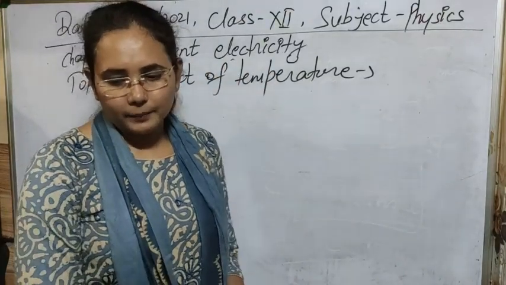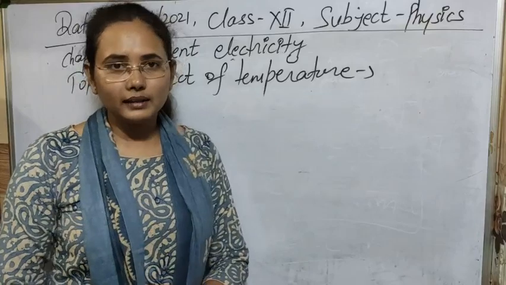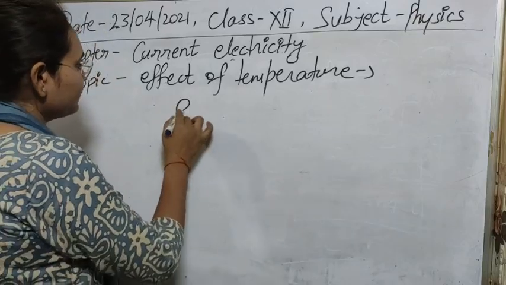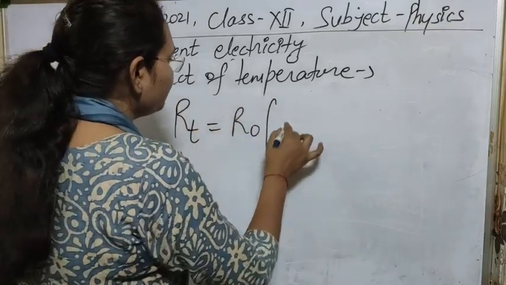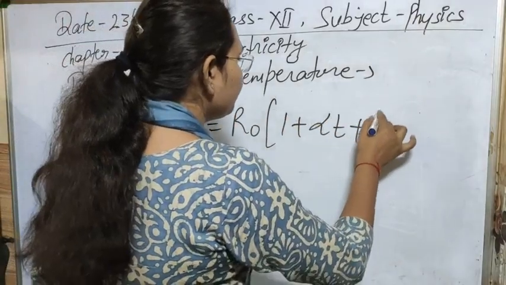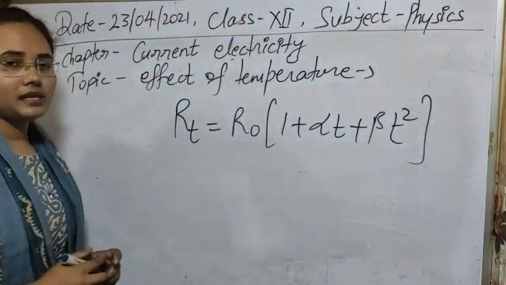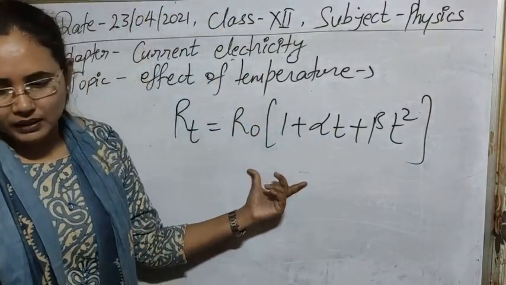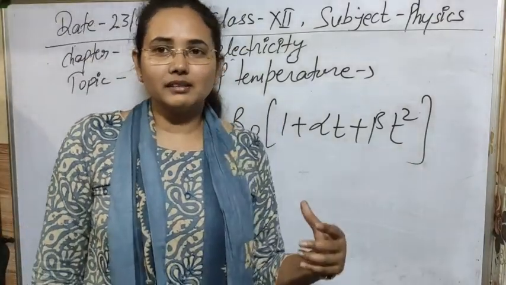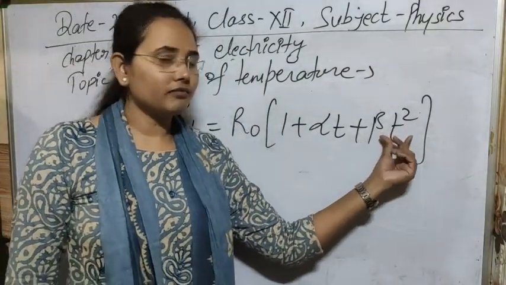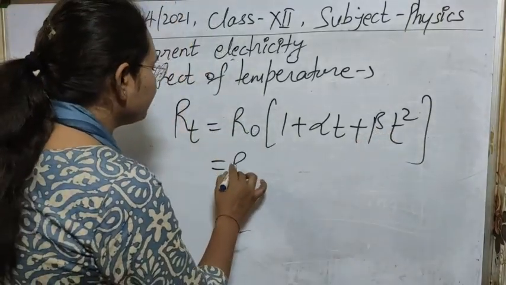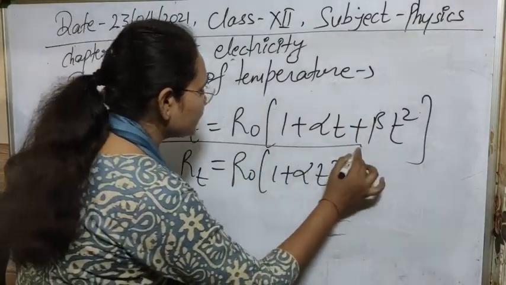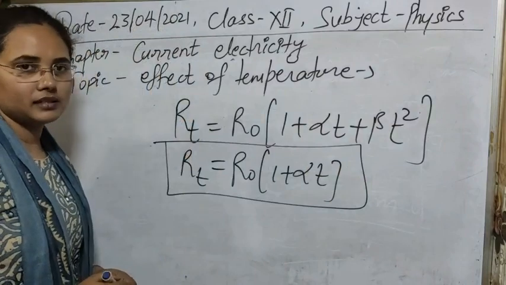Basically, the resistance of any conductor at any temperature T degrees Celsius is given by RT equals R0 times (1 plus alpha T plus beta T square). This means that at T degrees Celsius, the resistance of the conductor changes by this formula. But as the temperature change is not very large, the square term will be very small, so we can neglect it and write only 1 plus alpha T. Generally we represent the change in resistance with temperature by this formula.